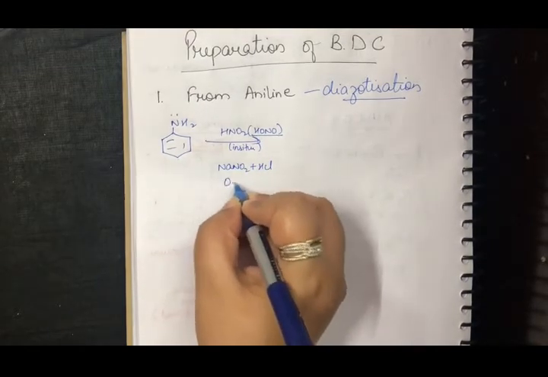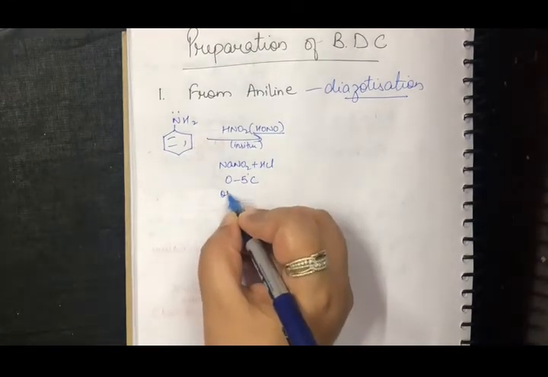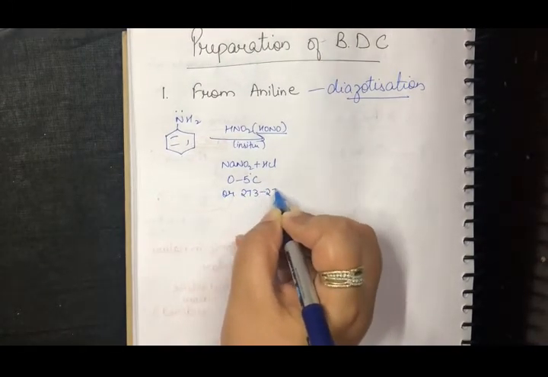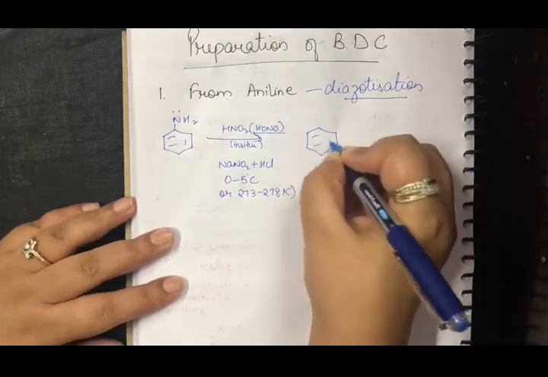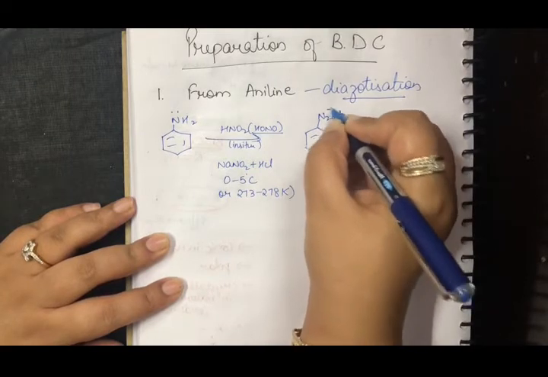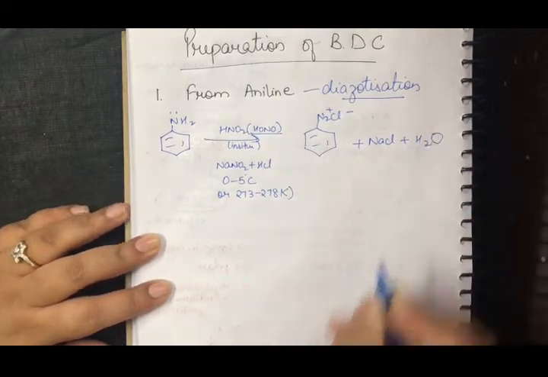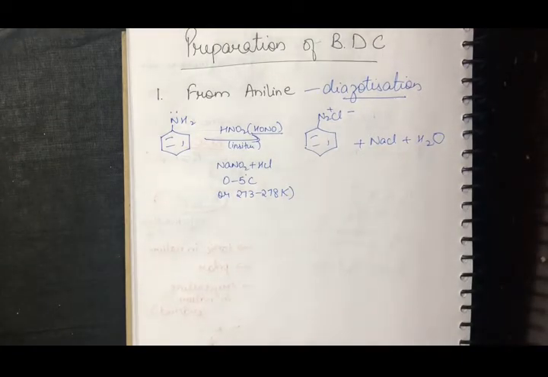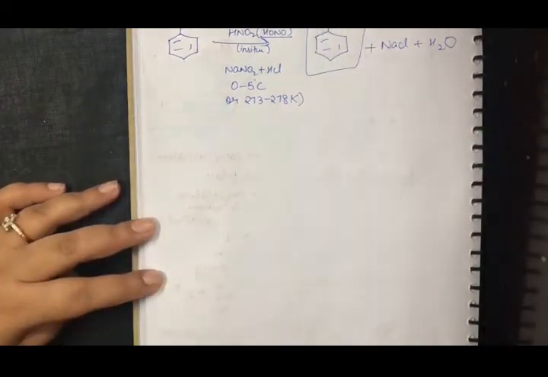And please remember that the condition under which this reaction occurs is 0 to 5 degrees Celsius, or in the books it would be written 273 to 278 Kelvin. That is one and the same thing. Now you will end up getting your benzene diazonium chloride plus NaCl plus water. Remember, this diazotization is only for the aromatic diazonium salts. The aliphatic ones directly end up giving you the alcohol. Now this is your benzene diazonium chloride, right?